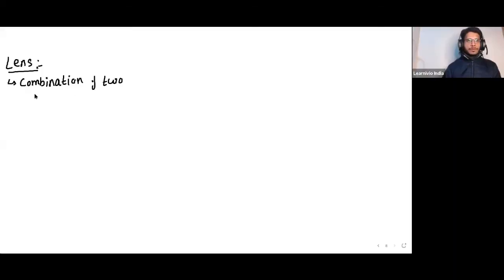Combination of two spherical surfaces. So a lens is just the combination of two spherical surfaces. If you combine two surfaces, then you get a lens. Those two surfaces could be two convex surfaces, two concave surfaces, one convex and one concave, or one convex and one plane.